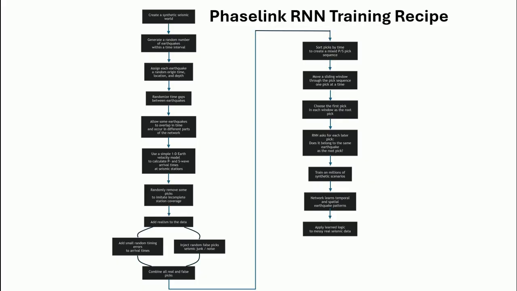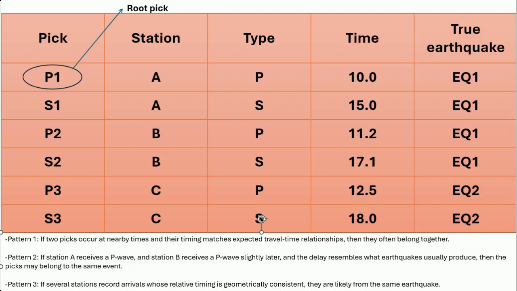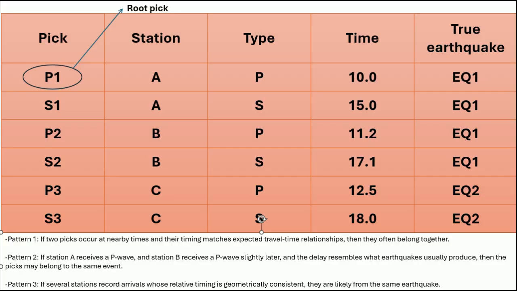After the arrivals have been calculated, some peaks are randomly removed so that station coverage varies from one earthquake to another, much like in real seismic networks, where not every station records every phase clearly. During training, the network is shown millions of examples in which the correct grouping is already known, because the synthetic earthquakes were generated by the computer itself.